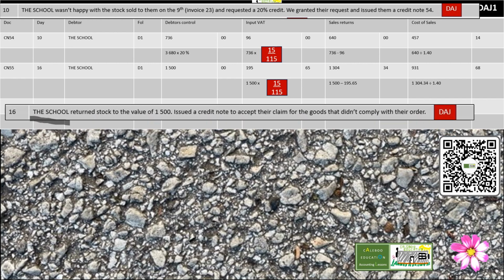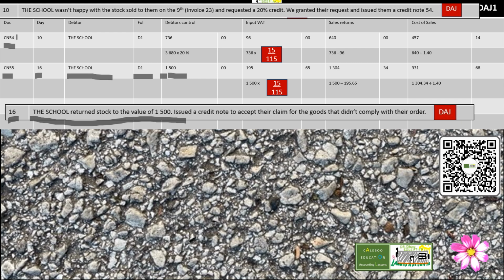The school returns stock to the value of 1,500. So I'll just say credit note number 55. We weren't given a number here, but I'm just working in number order. The date was the 16th. Who's the debtor? The school. Their folio reference is D1. The amount is 1,500.